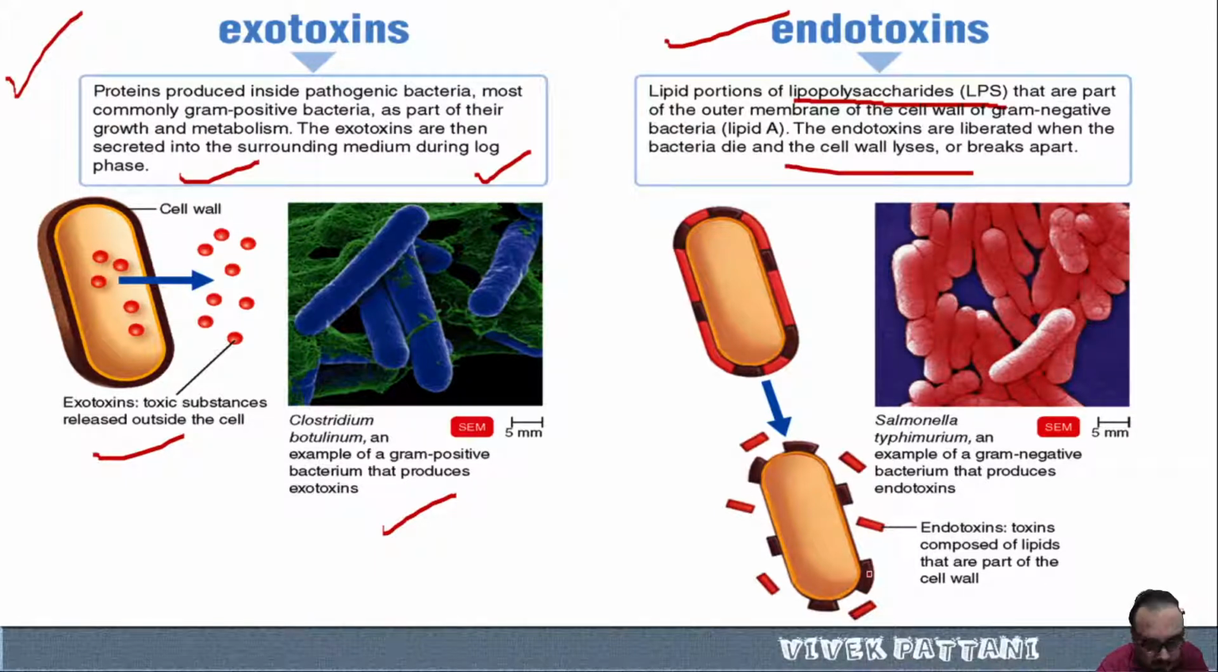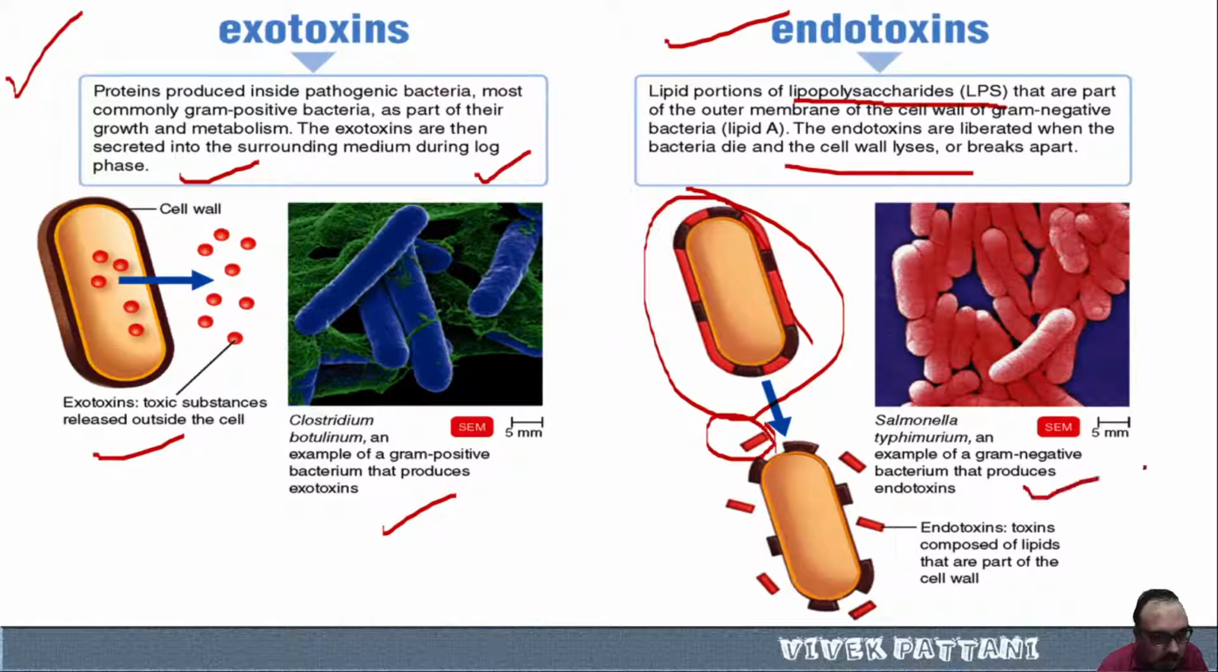You can see here that endotoxins are composed basically of lipids, which are parts of the cell wall. Here is a diagram where you can see that if we detach them, it will have this type of look. One example given here is Salmonella typhimurium, which is a gram negative bacteria which produces endotoxins.